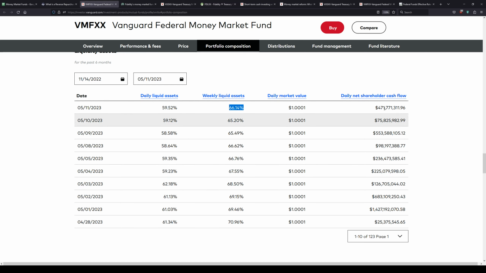In this case, as you can actually see here in the daily net shareholder cash flow, this is all cash that's coming into the fund.